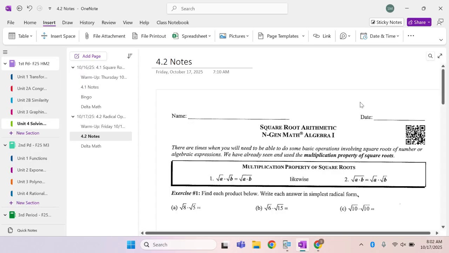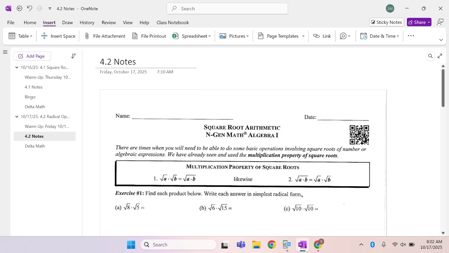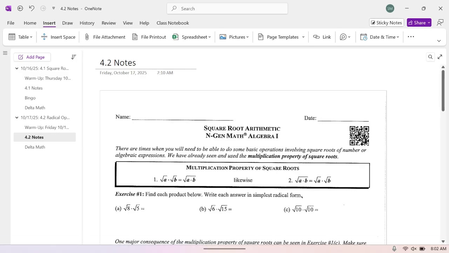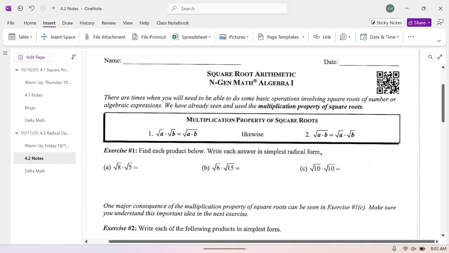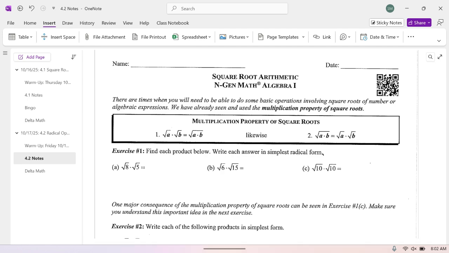All right, so on page 5 of your new packet that you grabbed yesterday. And remember, in reality, this is kind of like the first part of your packet. You'll get all the solving stuff on Monday. Okay. So we're doing square root arithmetic today, which is just a fancy name for saying square root operations. So how to add them, subtract them, multiply them, and divide them. Now, we already talked about multiplying yesterday.